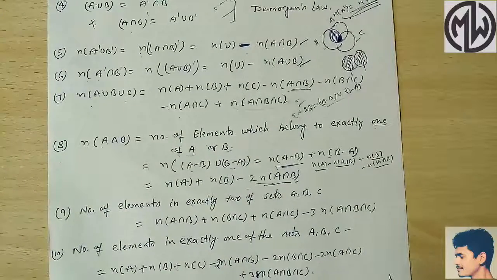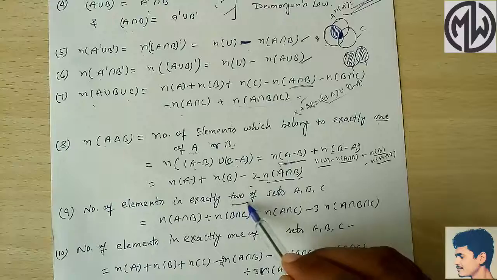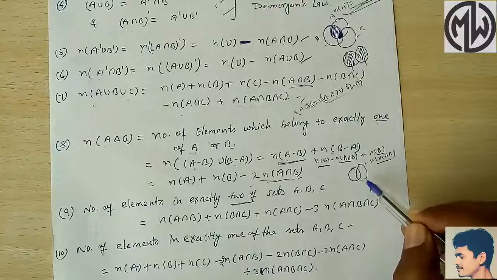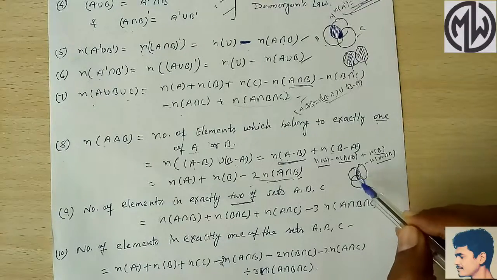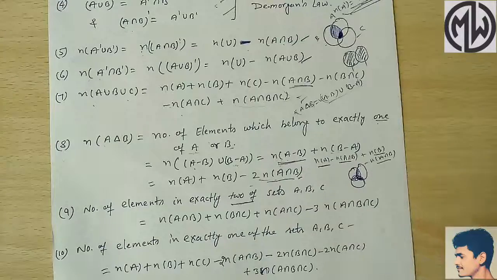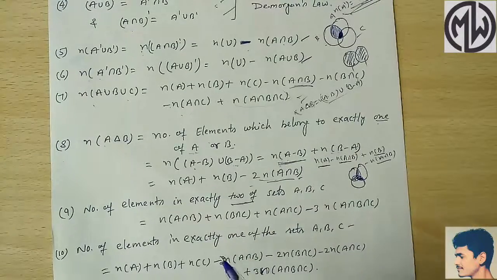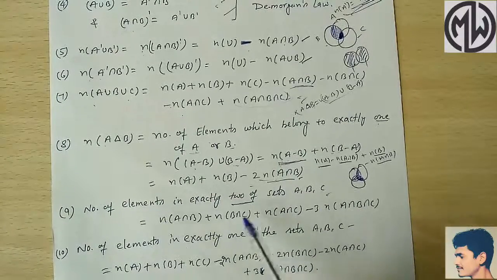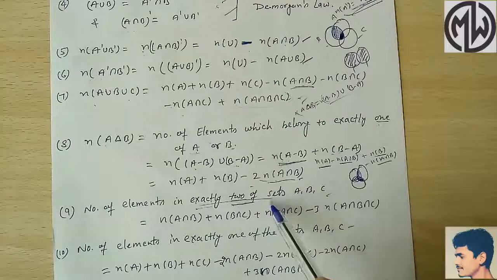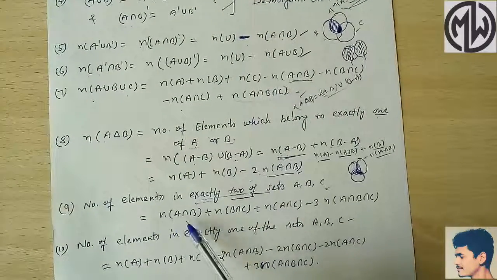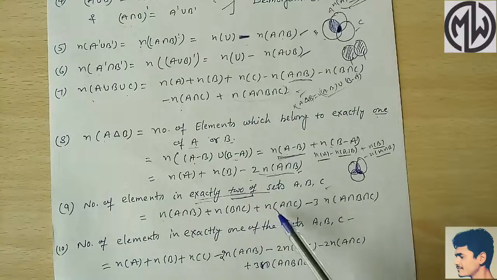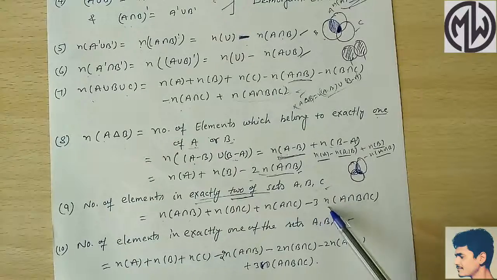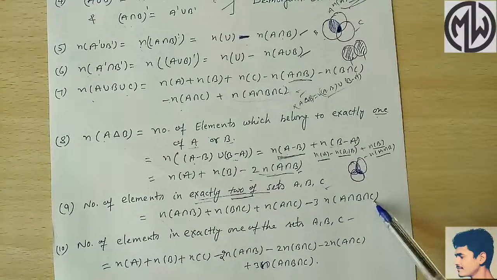Okay, the ninth property is the number of elements in exactly two sets. How many elements will be in exactly two sets? This is your set A, set B and set C. So how many total elements will be in this part and this part? We need to find that. So the formula for this, the exact number of elements in exactly two of the sets A, B, C, is n of A intersection B plus n of B intersection C plus n of A intersection C minus 3 multiplied by n of A intersection B intersection C.